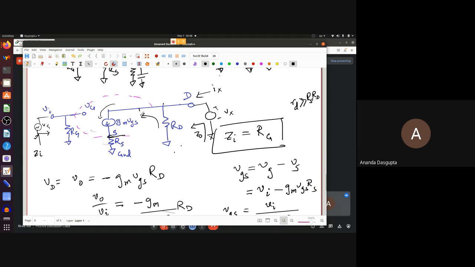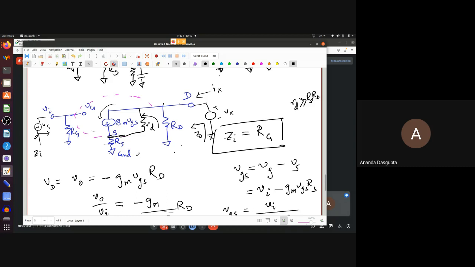Also, and this is a bit more complicated, not very much more, if you take the small rd into account, then try to calculate these parameters once again. Try to calculate, say, AV. ZI is still RG, no complications there. But try to calculate AV and Z0, taking into account a finite small rd, not an infinite small rd that we have done here. So that's slightly more complicated.